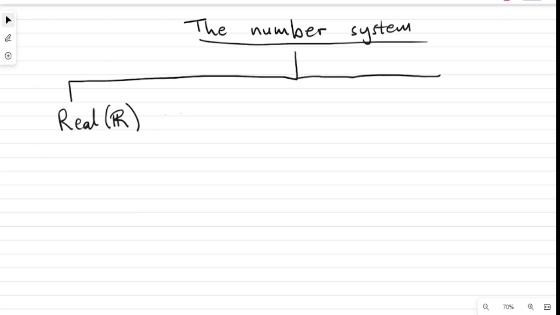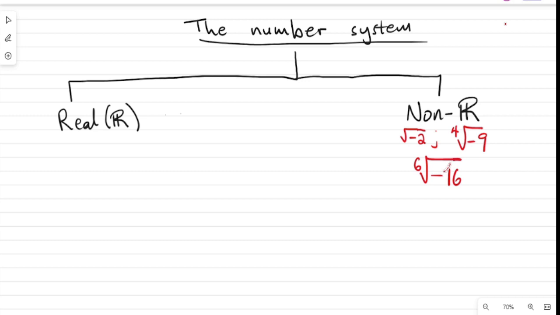Then we also get the non-real numbers. Non-real numbers are also called imaginary numbers. An example that I can give for the non-real numbers is numbers such as the square root of negative 2. That means a negative number under a square root. The root of negative 4, or the root of negative 6 as well. As long as you get an even square root of a negative number, this is an unreal number, it's an imaginary number.